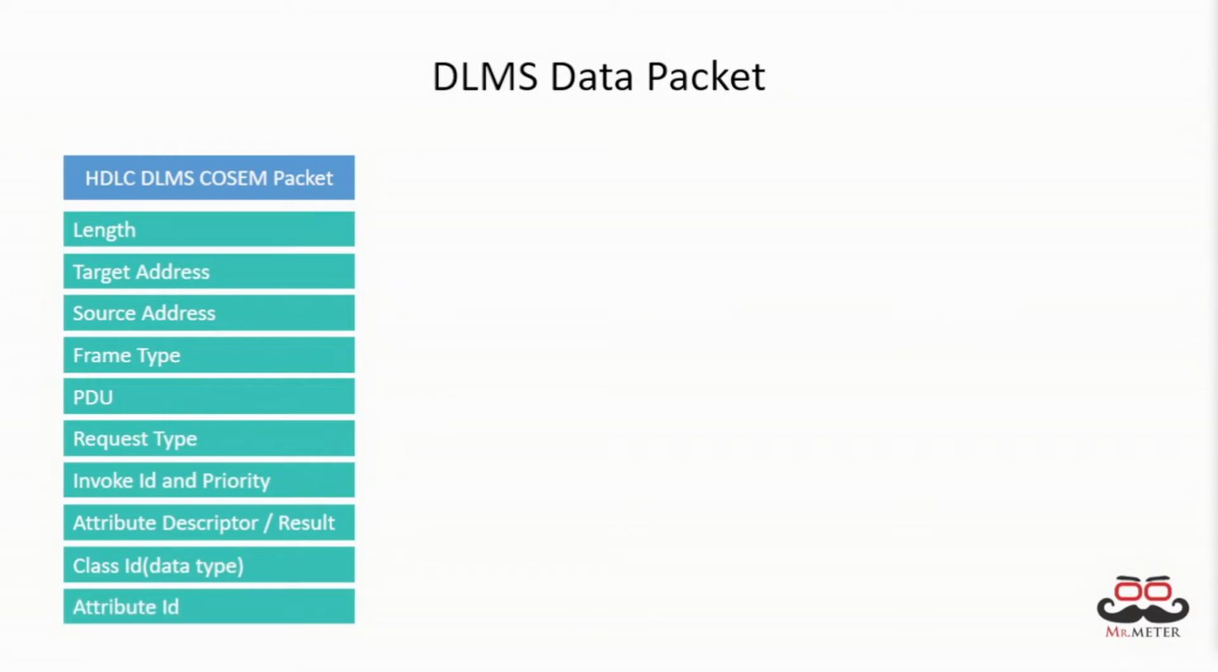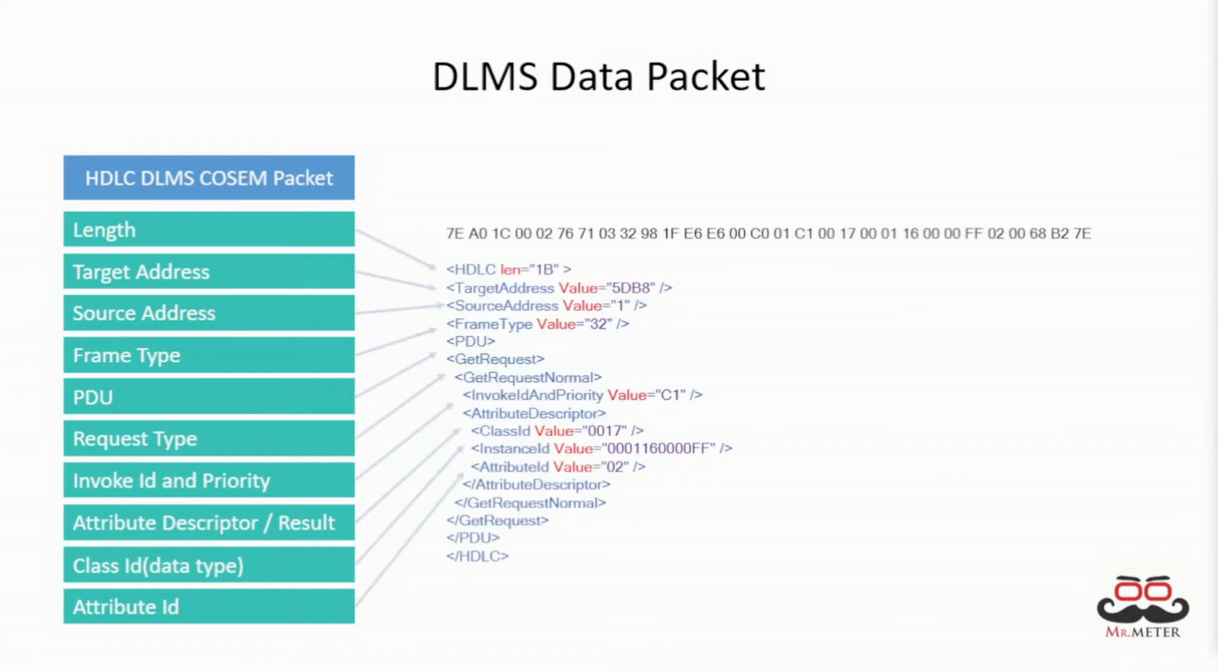The data can be translated into an XML-like form, and you can see the example on the right corresponding to each segment in the packet. To translate an HDLC DLMS COSEM packet, you either need to know the corresponding data type and each segment type, or you can use third-party tools such as Gurux DLMS Translator, which can be downloaded from their website at the address in the description of this video.